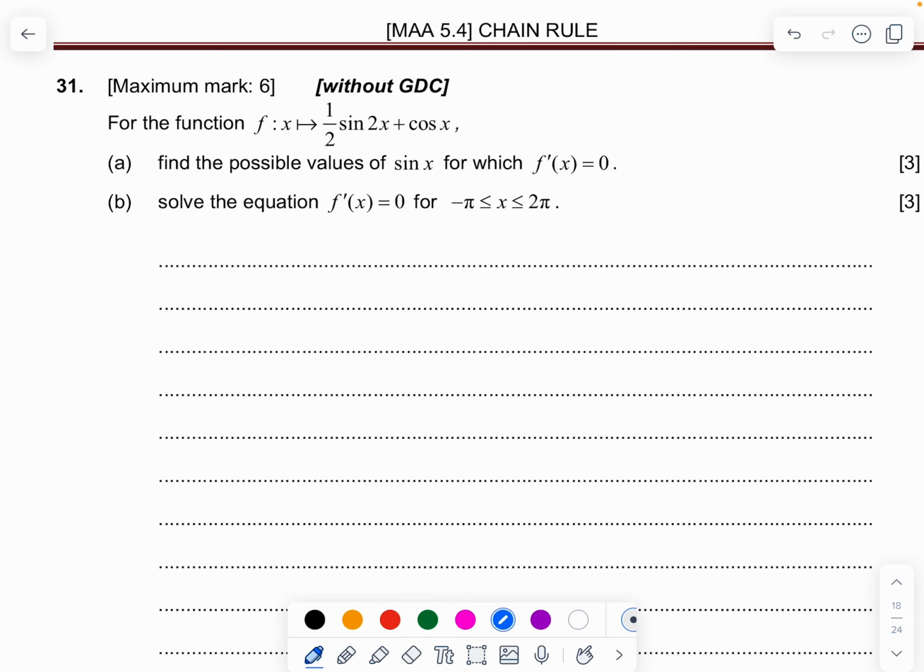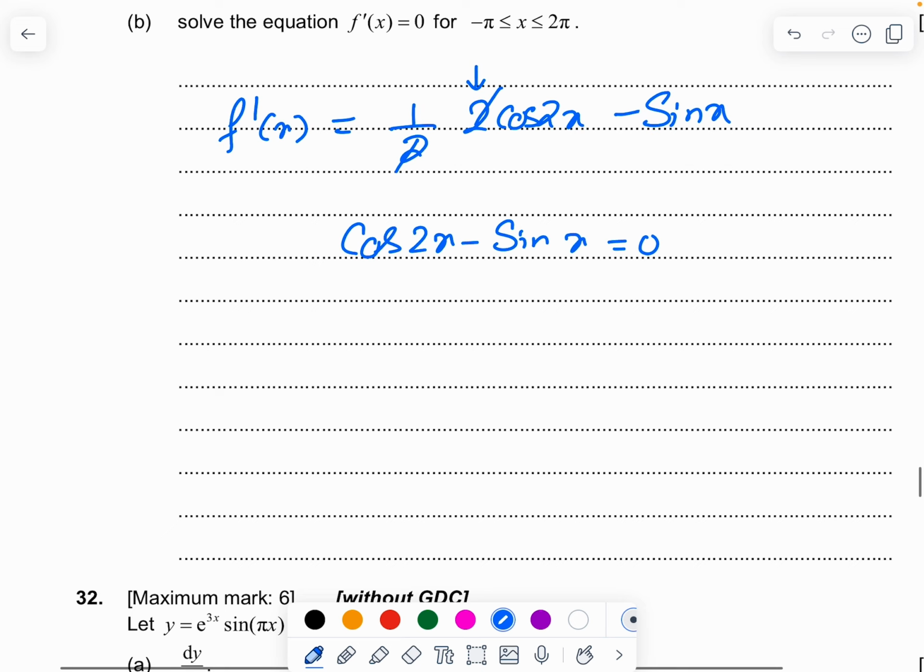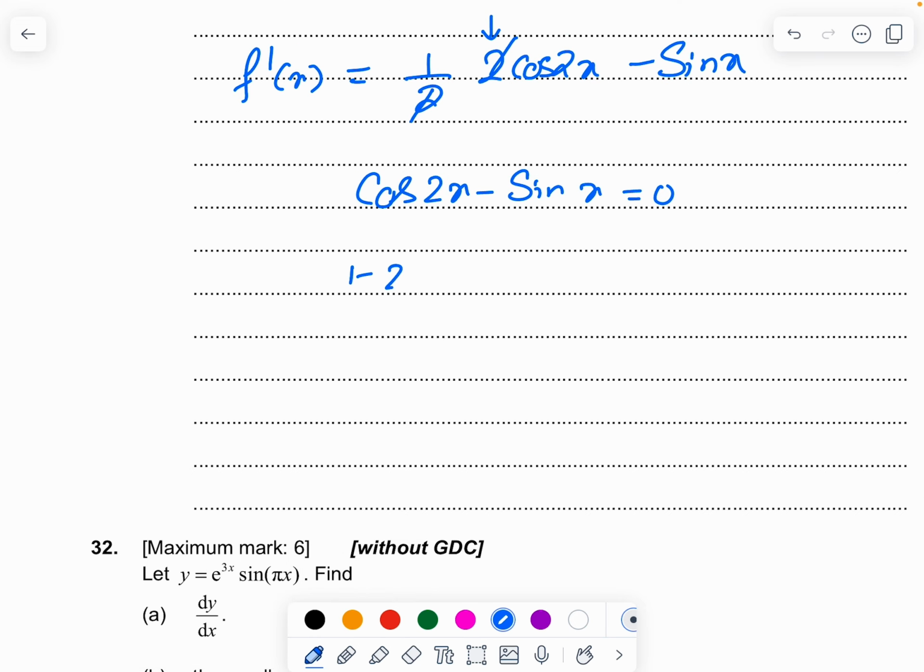Question number 31. F of x given, find the possible values of sin x for which f prime x equals 0. F prime x will become: sin 2x derivative is 2 cos 2x, and 2x derivative is 2. So 2 cos 2x plus cos x derivative is sin x. So 2 gets cancelled. So I'll be getting cos 2x minus sin x equals 0. Cos 2x can be written as 1 minus 2 sin square x minus sin x equals 0.